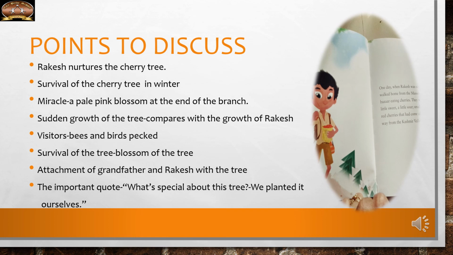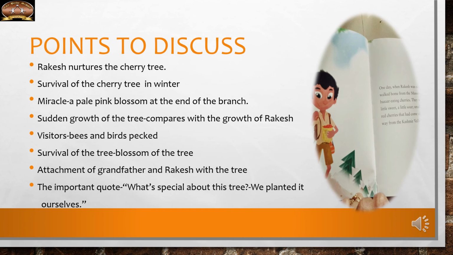And then again it is written, the attachment of how grandfather and this boy are attached to the tree. And then finally the cherry fruit also appears on the tree. At first, it was not as sweet as he thought. Rakesh thought that this cherry would be very sweet, but it was not that sweet, and then he spat it out. But you can see the patience also in his character.